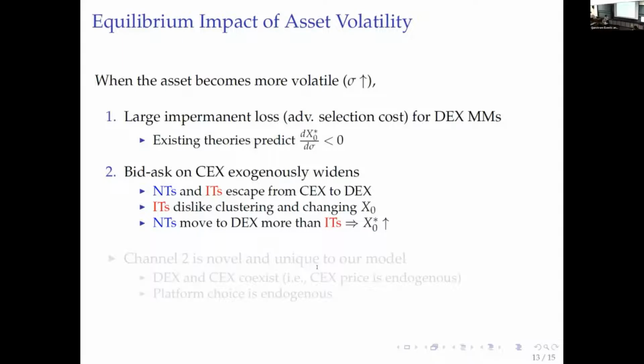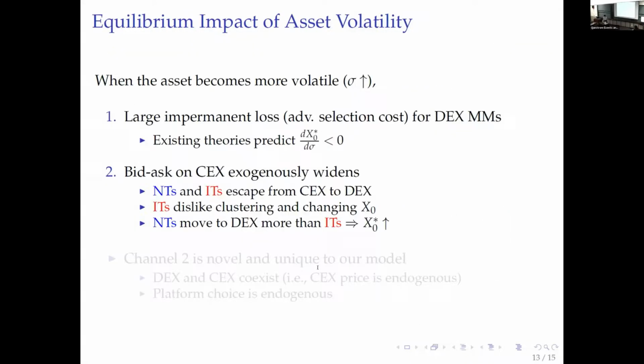Okay, but informed traders are concerned about clustering on a decentralized exchange, while noise traders are not concerned about this kind of clustering. So it is easier for noise traders to move to the decentralized exchange compared to the informed traders, meaning that this is going to give market makers an additional profit opportunity. So the market makers on the DX are willing to provide additional liquidity. Because of these two competing effects, we have this ambiguous reaction.